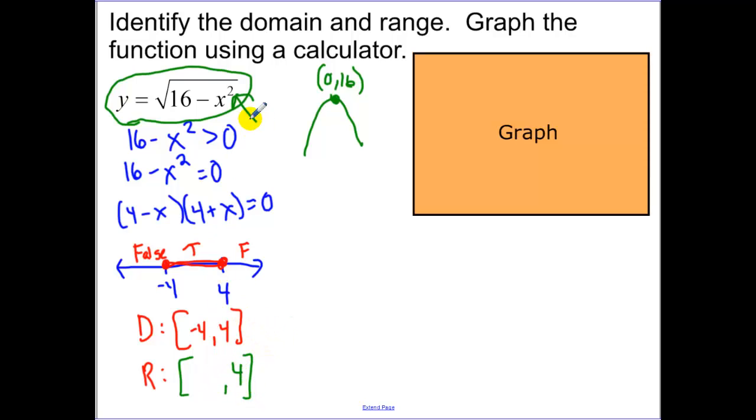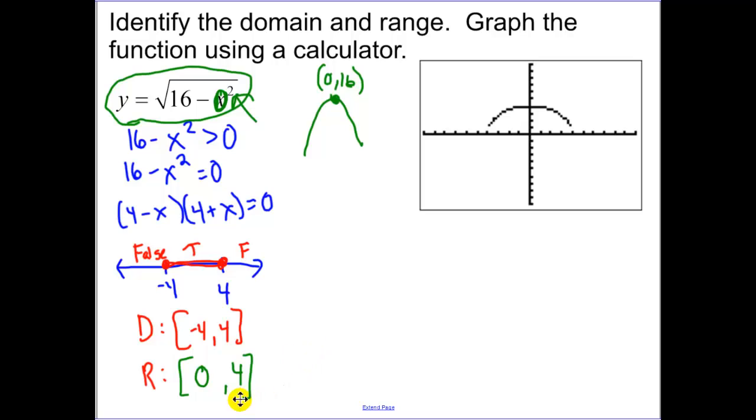Or if I plugged in 0 for x, basically I'd have the square root of 16, which is the highest number it could be. Now if I plugged in negative 4 and 4, our output would be 0. We also know this is 0 because the y's can't be negative. When you square root, you can't get a negative number out. Okay, and our graph looks like that.